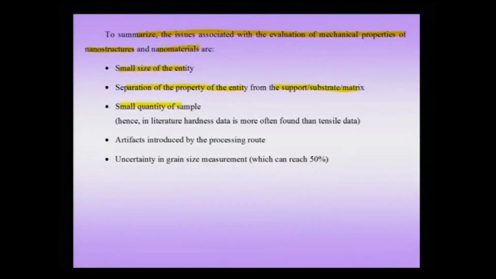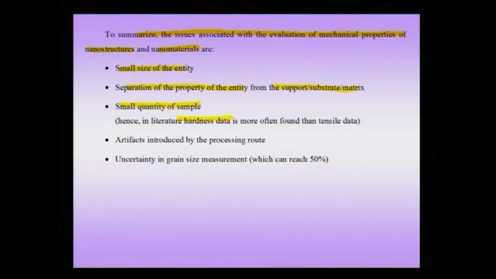I have a problem of the small quantity of sample in many cases, and this small quantity implies that there is an abundance of hardness data and very little tensile data on these materials. While in bulk materials, it is very easy to make a tensile dog bone or other tension specimens and actually find out the tensile data. Then there are artifacts introduced in the processing route, and we will have a little more to say about the artifacts induced by the processing route, and how these artifacts can be controlled. Therefore, I can obtain the inherent property of the material and not that arising from the artifacts.